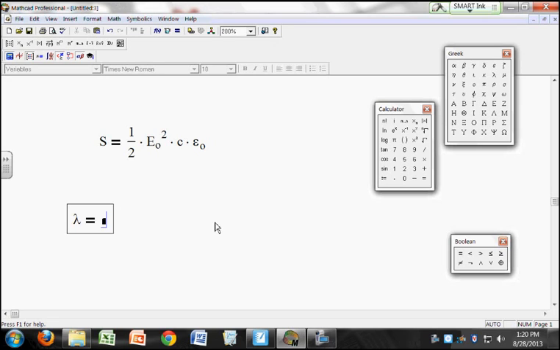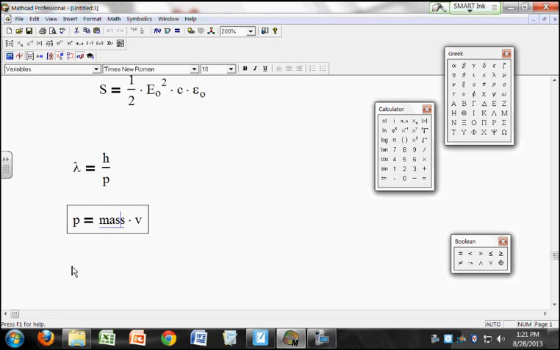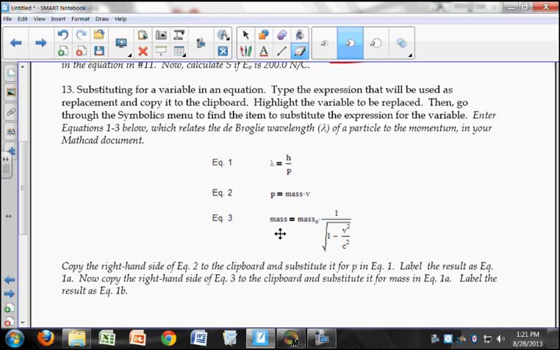That's a control equal. Okay? So, what was our formula? H over P, right? And then equation 2 is mass times velocity. So I'm going to say P control equals mass times velocity. Why am I using MASS for mass instead of just letter M? Because I don't want to get meter and mass mixed up, especially when I have to use that formula later for calculations. And what's the third equation? Equation 3.